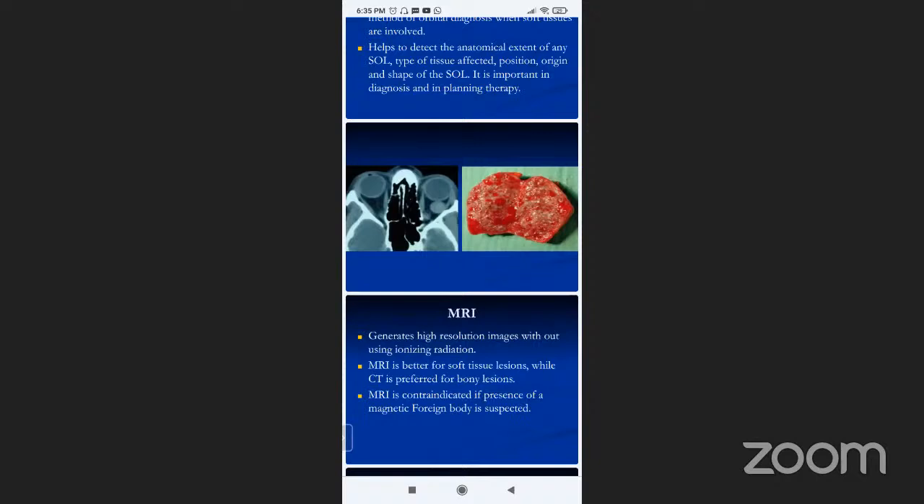And coming to MRI, MRI is superior in delineating space occupying lesions affecting soft tissues rather than bony lesions. It generates high resolution images without using ionizing radiation. That is the advantage. Here there is no ionizing radiation, so it is safe in children and pregnant ladies. But it is contraindicated if you suspect a metallic or magnetic foreign body. MRI is better for soft tissue lesions, while CT is preferred for bony lesions.